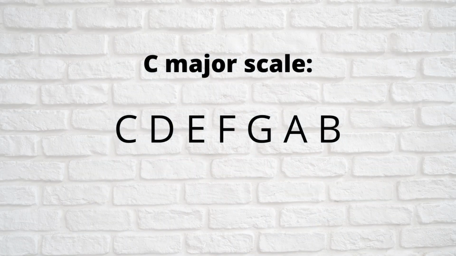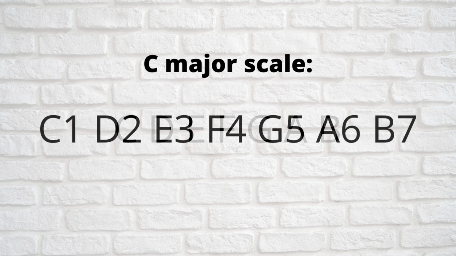The first step is to learn how chords and scales are related. For now, we are going to use the simplest, most commonly used scale, C major. Here are its notes: C, D, E, F, G, A, and B. Now we're going to number those notes from 1 to 7, where C is 1, D is 2, E is 3, and so on.